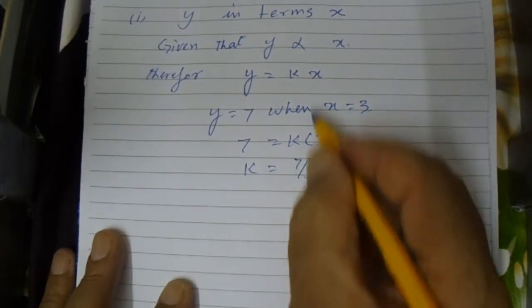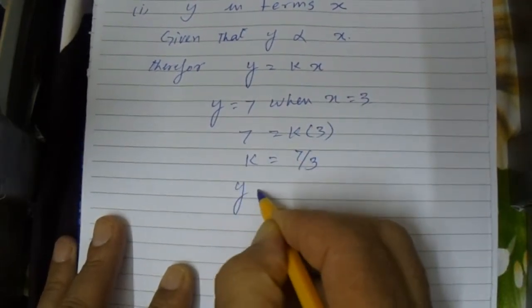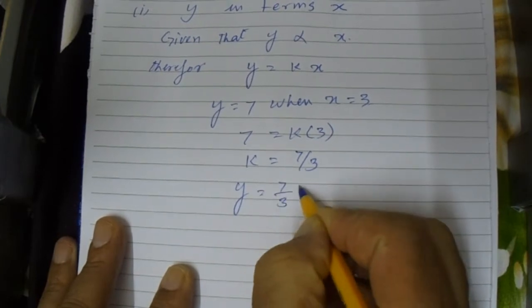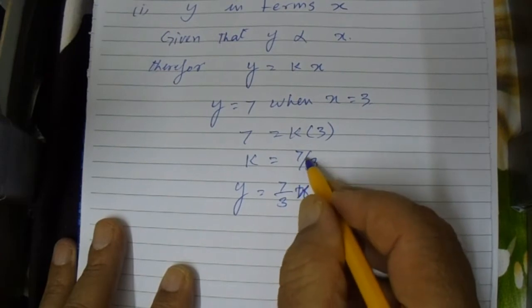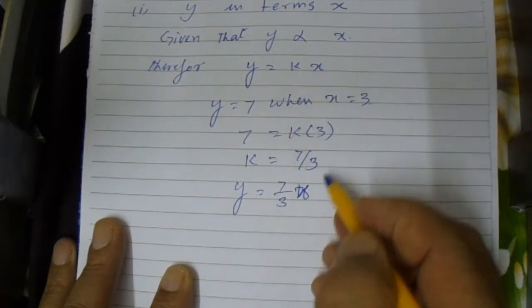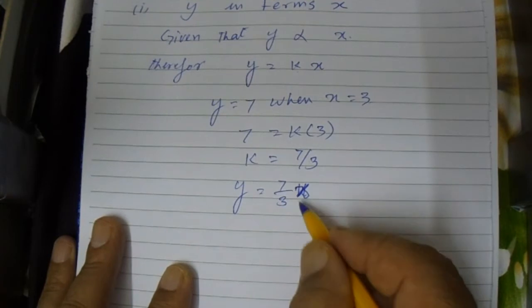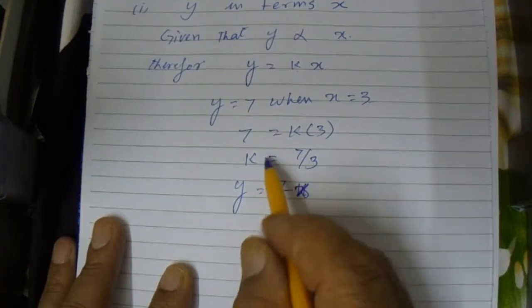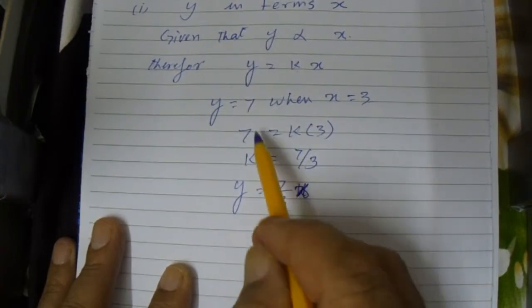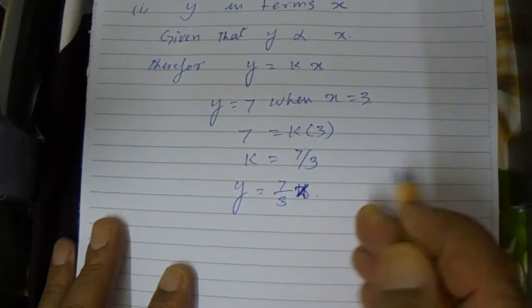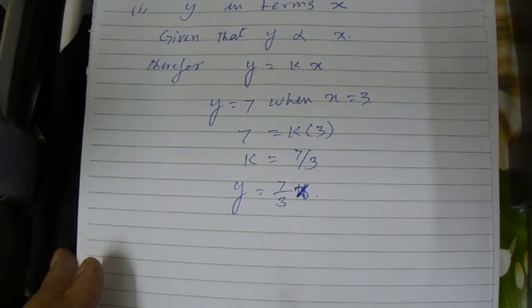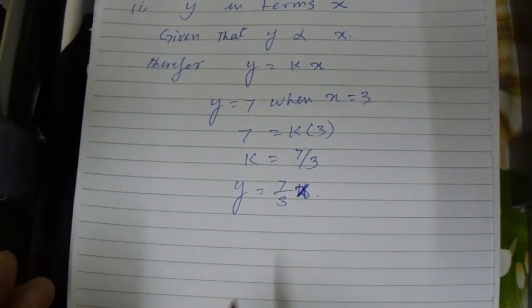Now put this k value in this. y is equal to 7 by 3 x. We put the value of k here, and this is x. Now we write this variation of y in terms of x. Now this is the answer of this question. Now the part 2 of this question.